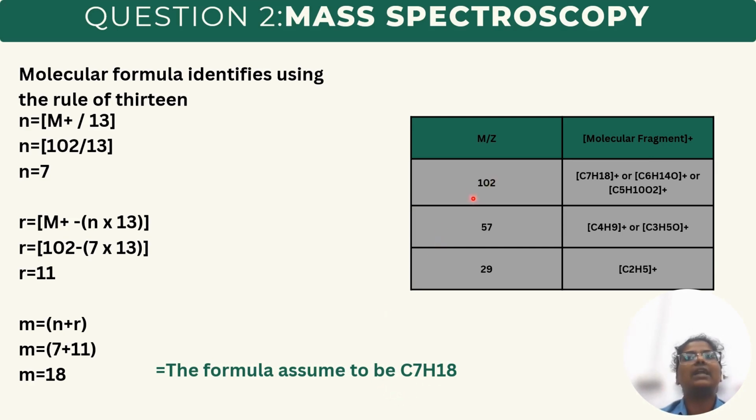So for the MS 102, we know the molecular fragment can be C7H18, or C6H14O, or also can be C5H10O2. For the mass at 57, we know the molecular fragment can be C4H9, or C3H5O. And last, at 29, we can assume the molecular fragment can be C2H5.